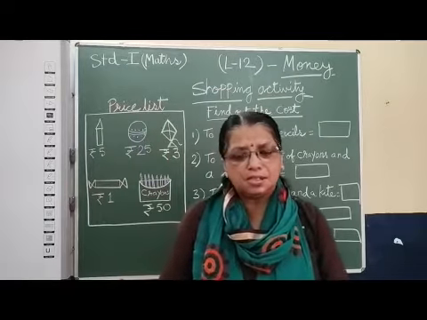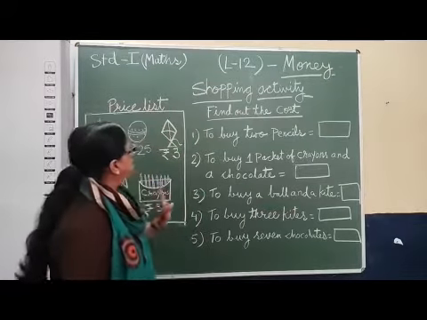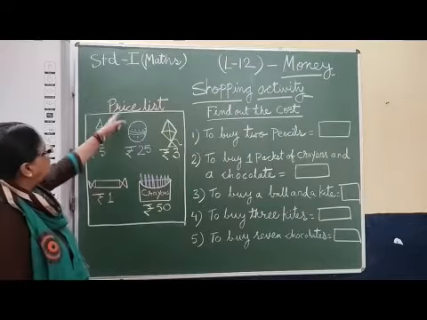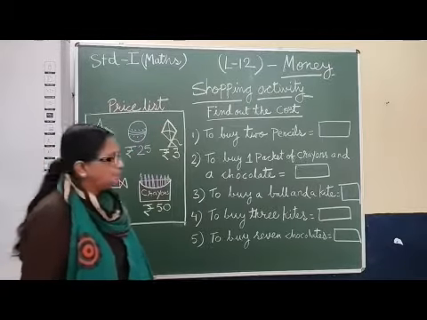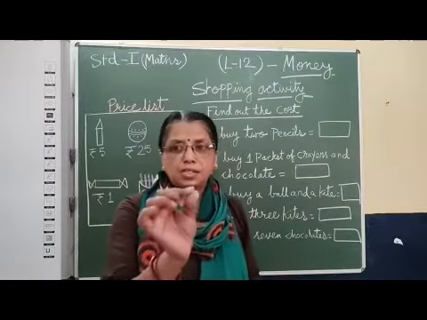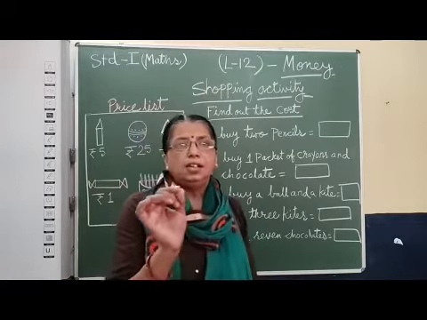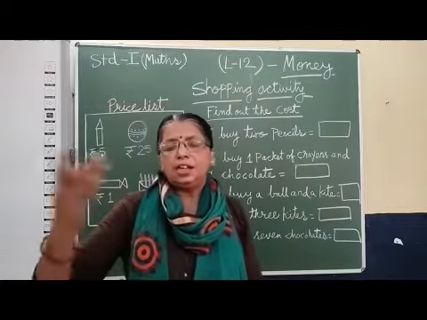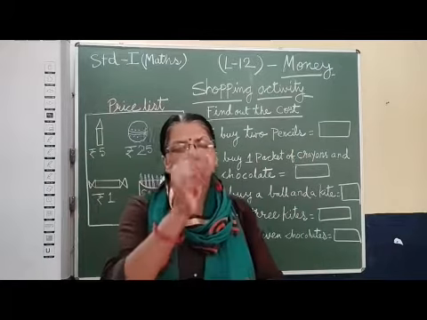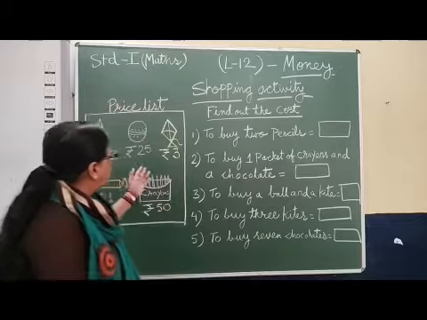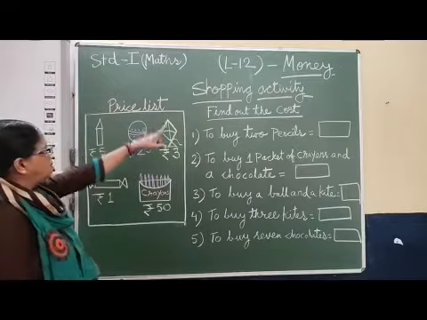Okay, so let's start. See here, shopping activity given. Here you can see some pictures, and on the top you can see it is written price list. Means wherever you go, you can see the price of that item written. In the sweet shop also you can see, in other shops also you can see, a price tag will be stuck on that item. So here a price list is given. Suppose you have gone to a shop, you have seen this price list.